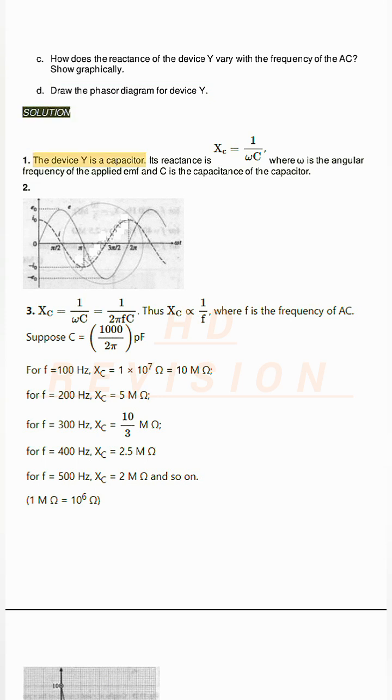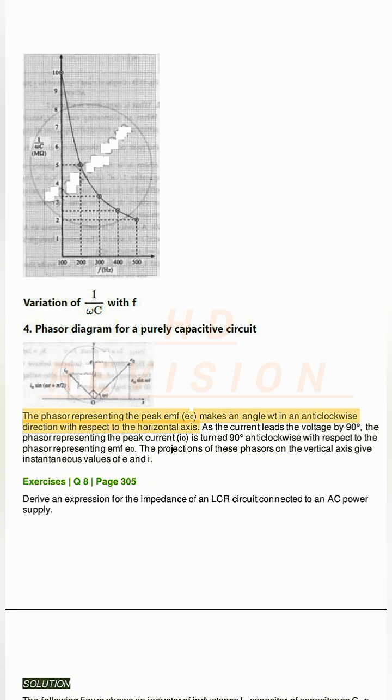Solution. 1. The device Y is a capacitor. Its reactance is X_C equals 1/ωC, where ω is the angular frequency of the applied EMF and C is the capacitance of the capacitor. 2. The phasor representing the peak EMF, E0, makes an angle ωt in an anti-clockwise direction with respect to the horizontal axis. As the current leads the voltage by 90 degrees, the phasor representing the peak current, I0, is turned 90 degrees anti-clockwise with respect to the phasor representing EMF E0. The projections of these phasors on the vertical axis give instantaneous values of E and I.